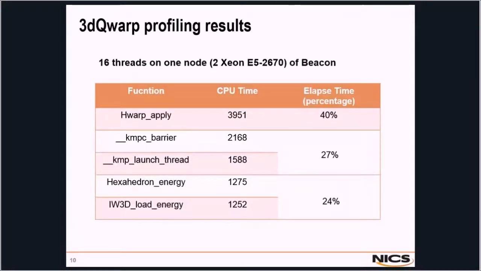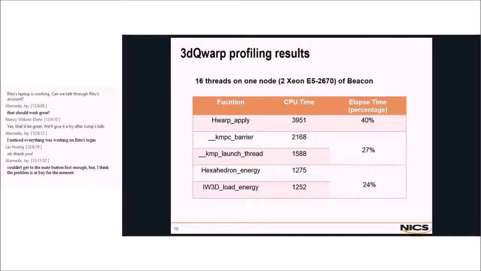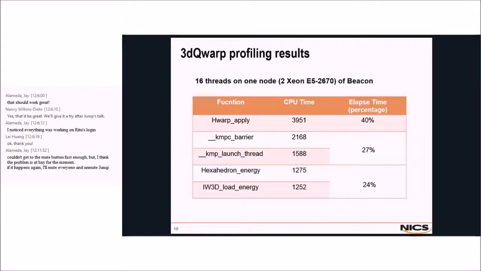Here, let me list the profiling results. The hotspot function for this procedure, as I show in the function call chart, is hwarp apply, which is called by the cost function. Basically, it's the cost function invoked by the global optimization procedure. It's about 40%, and another about 30% was OpenMP overhead, the OpenMP barrier and launching threads, and another about 25% was spent on energy calculation, which is also called by the cost function.